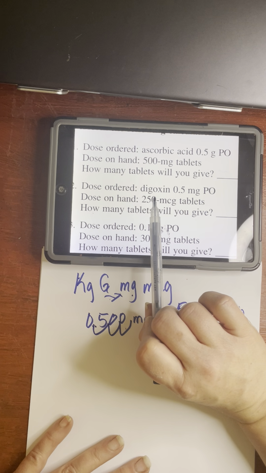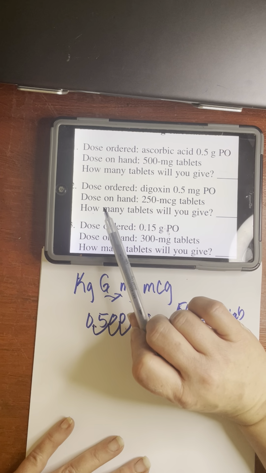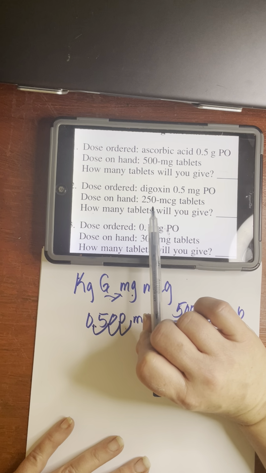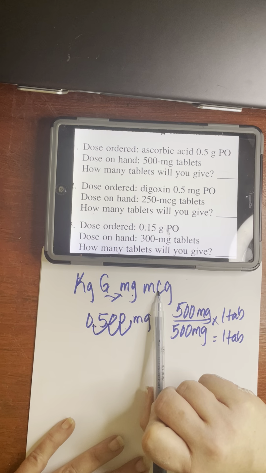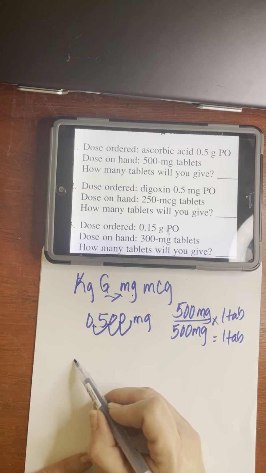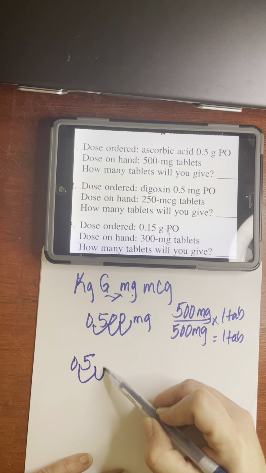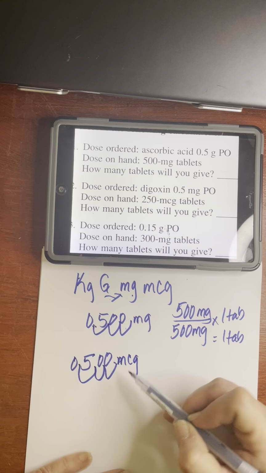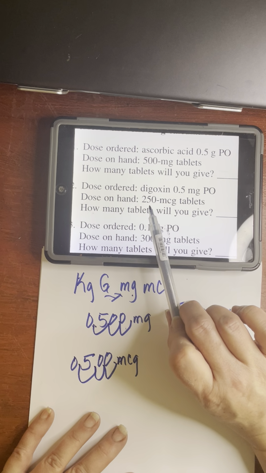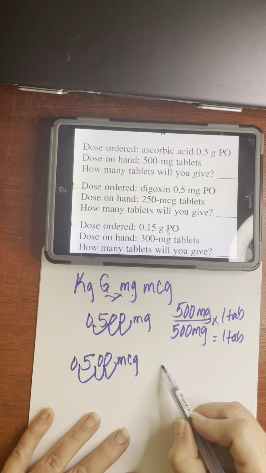So the next one is digoxin, 0.5 milligrams. And you have on hand 250 micrograms. So we got to go milligrams to micrograms with the 0.5. So again, we're going to go 1, 2, 3, and it'll be 500 micrograms is what he wants. So let's do that.